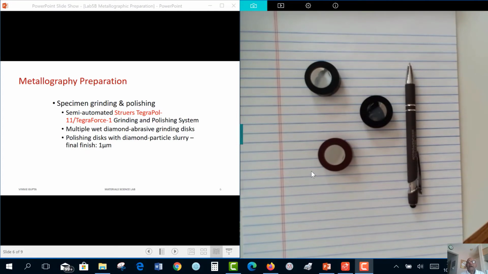Okay, now that we have ground these samples using wet diamond abrasive grinding discs, now we are going to use different polishing cloths with a diamond particle slurry. We will start with 9 micron, then move on to 3 micron, and our final finish would be 1 micron. Here is Professor Humphrey again.